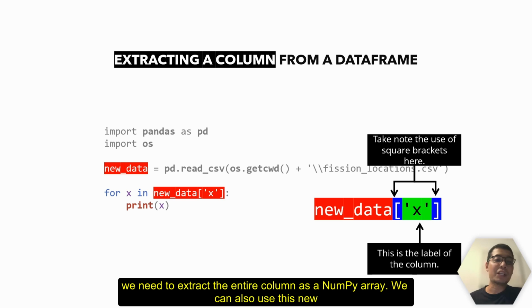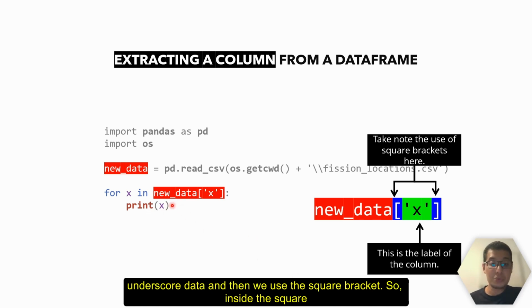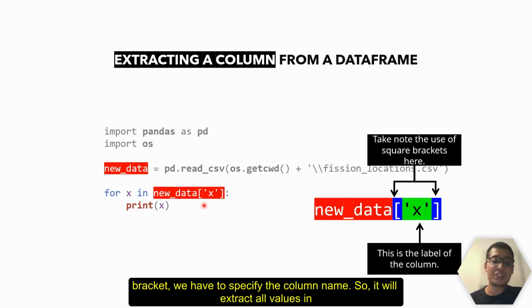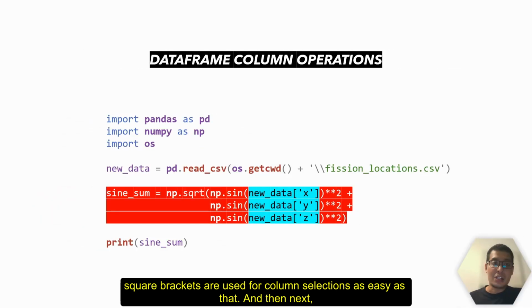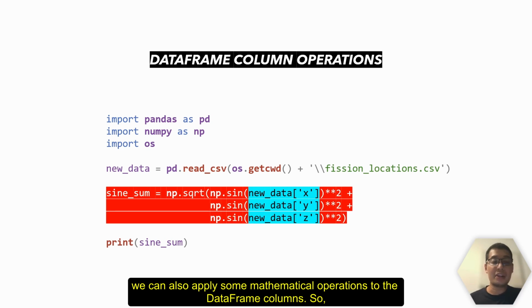Of course, sometimes we need to extract entire columns as a NumPy array. We can also use new_data, and then we use the square brackets. Inside the square brackets, we have to specify the column names. So it will extract all values in the X column for this example. The square brackets, again, I repeat, are used for column selection. As easy as that.